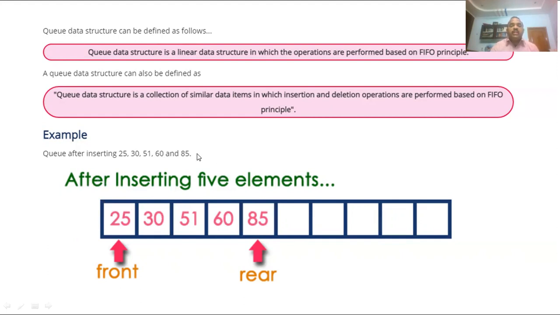For example, I want to insert another element 90. So then 90 is inserted into Q of ++rear. For example, now rear equal to 4. 4 plus 1 equal to 5. Q of rear equal to 90. Clear? So at the inserting time, rear value is incrementing.